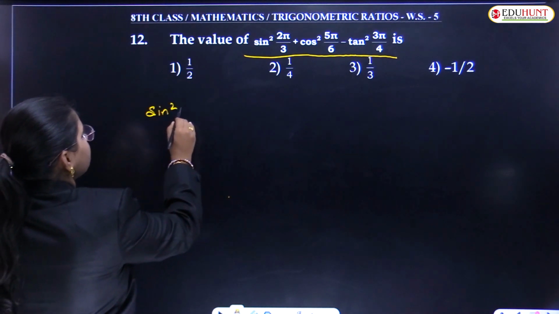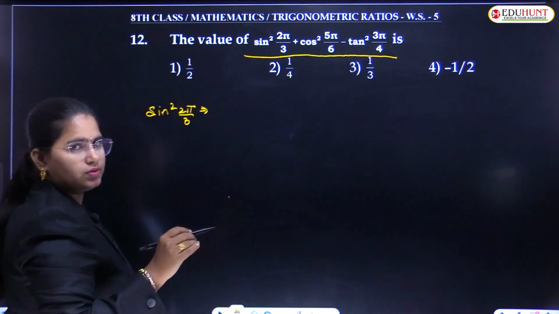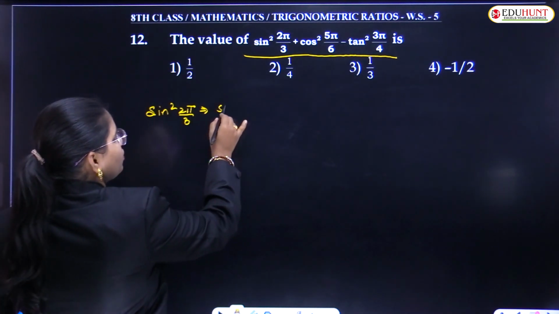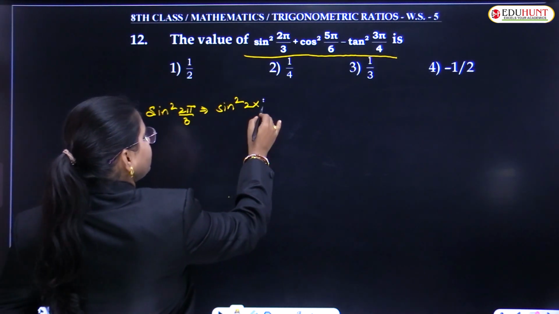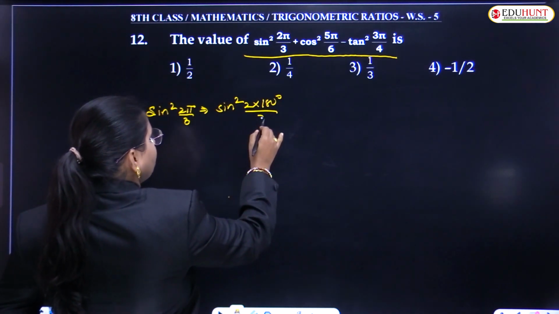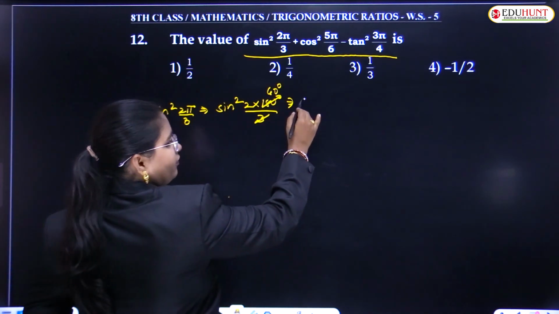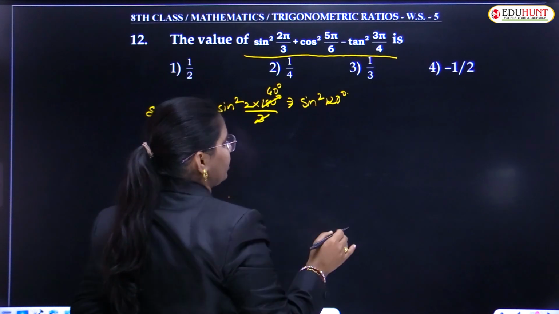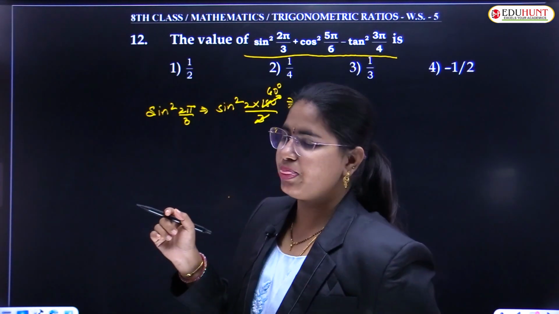I need to find sin square 2 pi by 3. So let's convert this into degrees. This is in radian format, right? So sin square 2 into what is pi? Pi is 180 degrees upon 3, so 3 ones are 60. Sin square 2 into 60 is 120 degrees, correct?